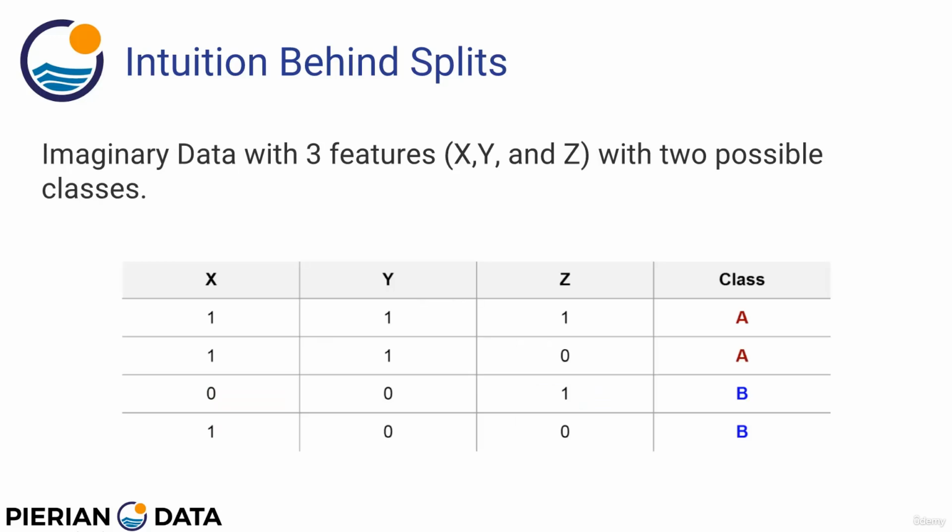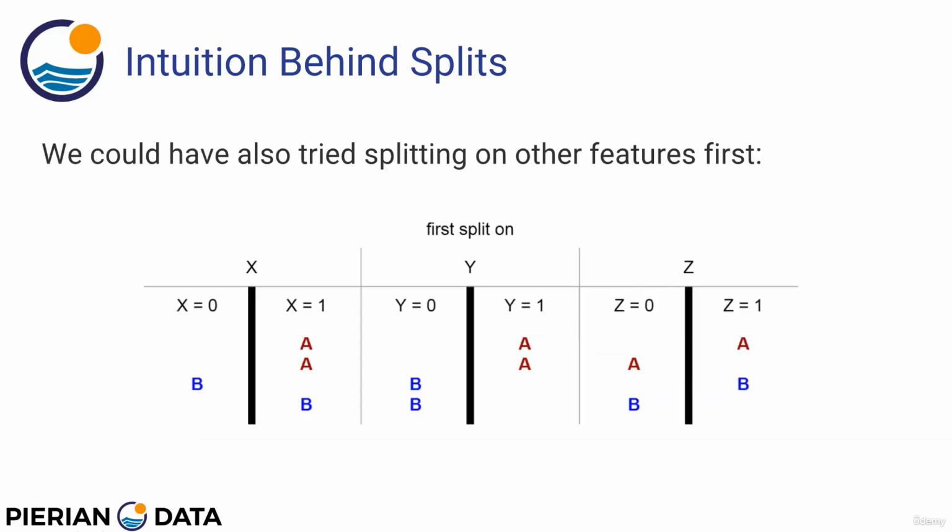Again, if I go back and check out this imaginary data, note how the Y feature split the classes perfectly. And also note how the X and Z features don't split the classes perfectly. Meaning, I could have also tried splitting on other features first. If I split on X first or Z first, I don't get proper separation of those classes.